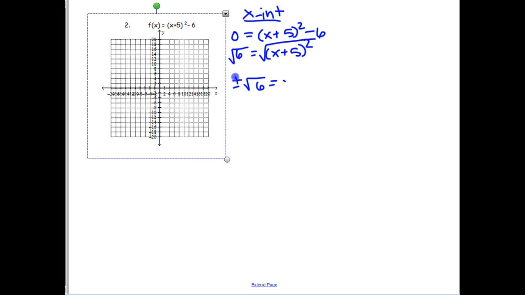Example 2. The x-intercept, we're going to find it just the same way we did last time. Set the function equal to 0. Add the 6 to both sides. Take the square root of both sides. And subtract 5.